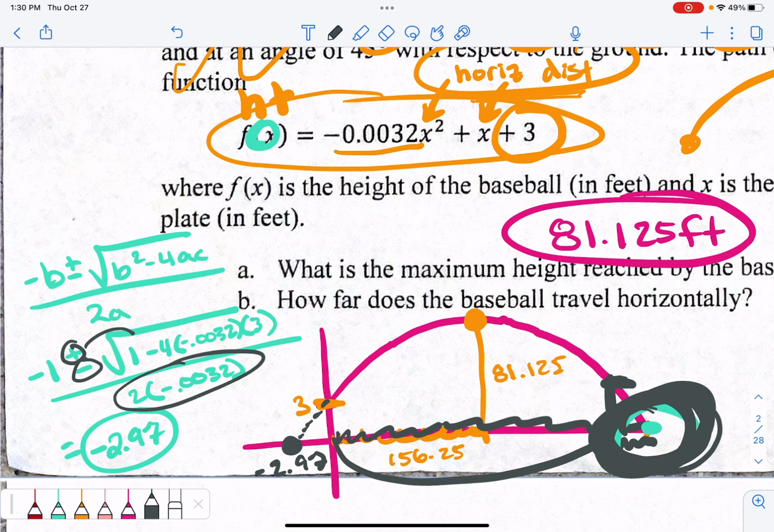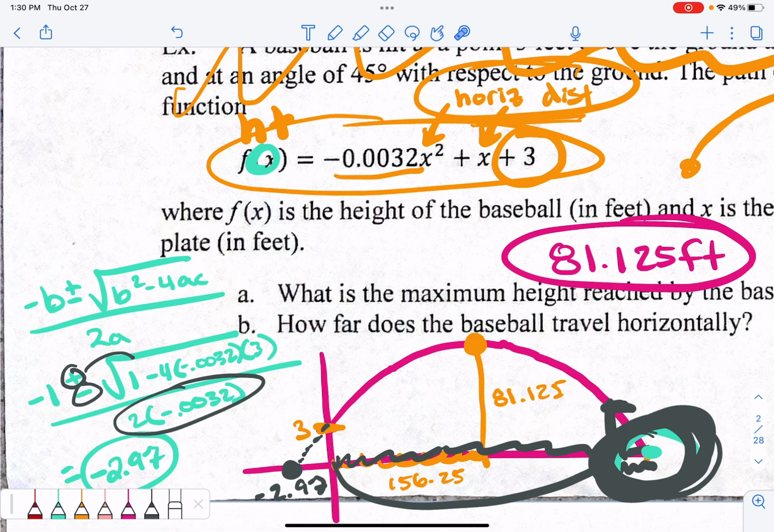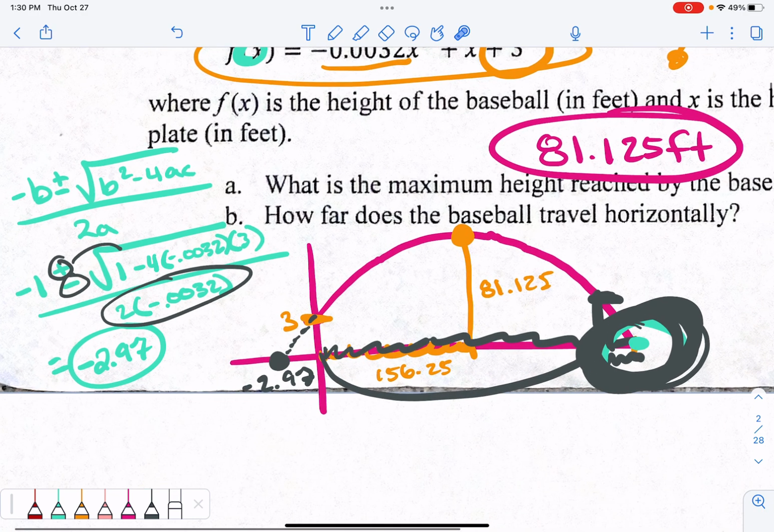I'm just going to enter it in as the plus. Nope, wrong. I'm going to do the minus. 315.47 is what it would be. 315.47 is the horizontal distance, and that is in feet.